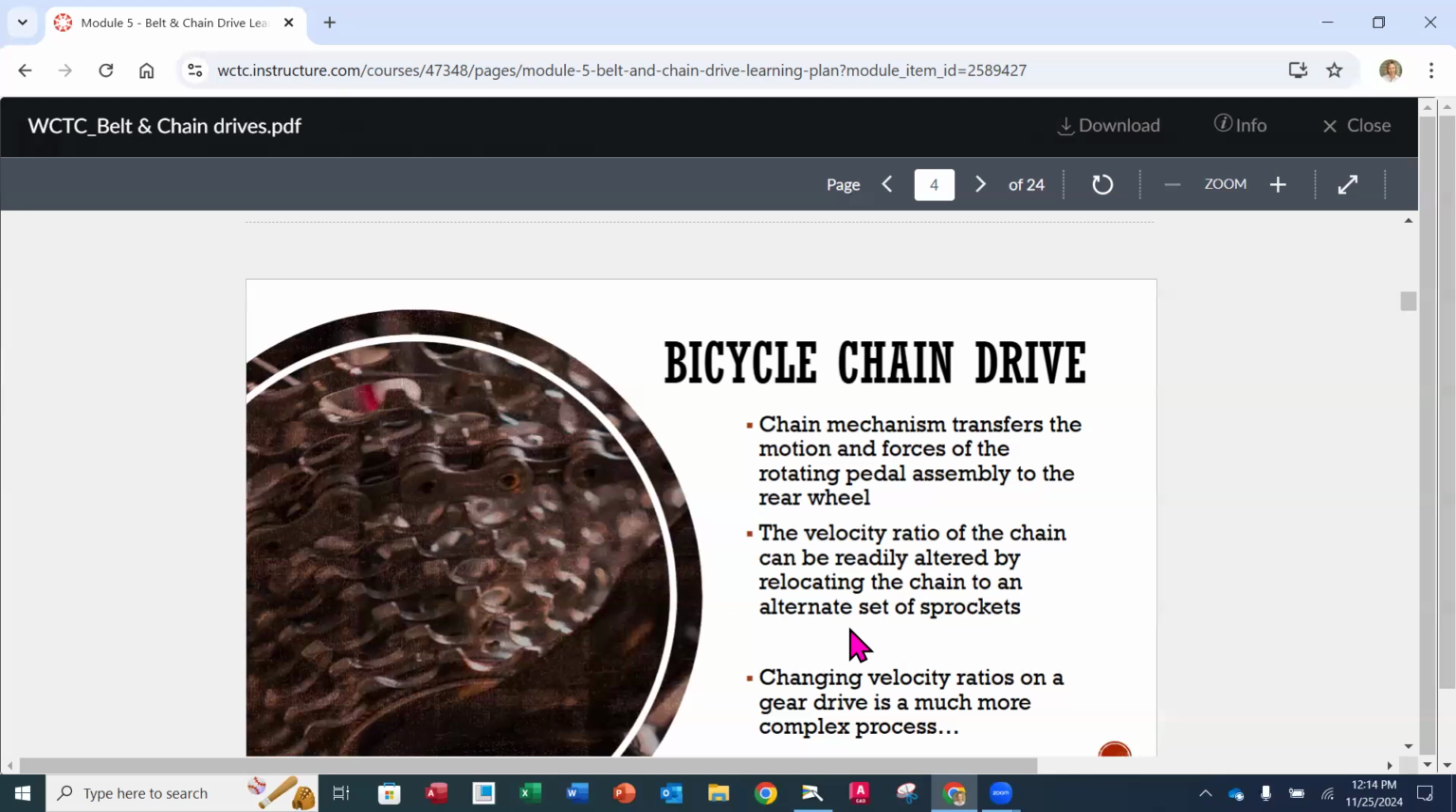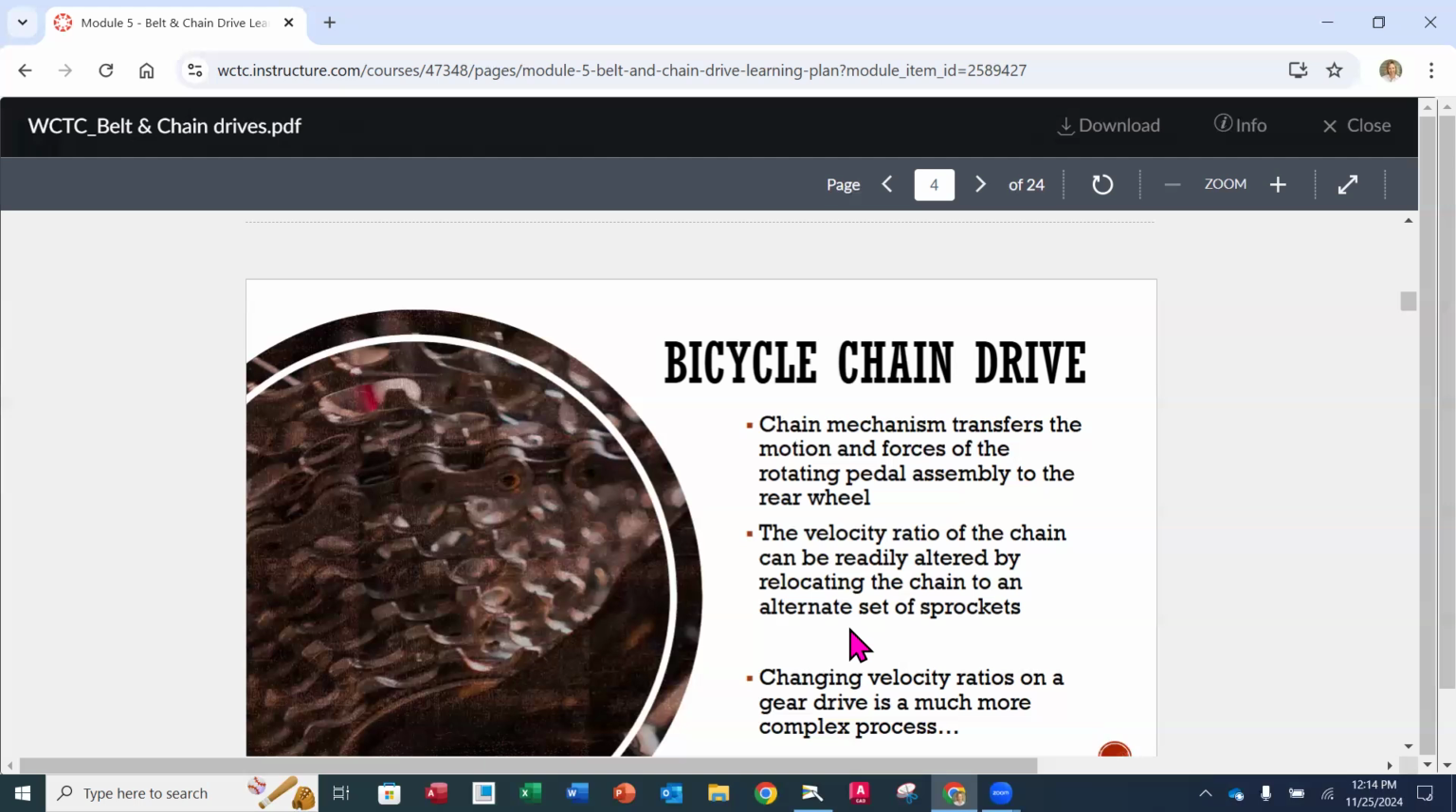But the chain mechanism is going to transfer the motion and forces of the rotating pedal assembly to the rear wheels. So I think most of us have ridden a bike and have that experience, so hopefully this is something relatable. Now, there is a velocity ratio that is going to appear here. The velocity ratio of the chain can be readily altered by relocating the chain on different sprockets.